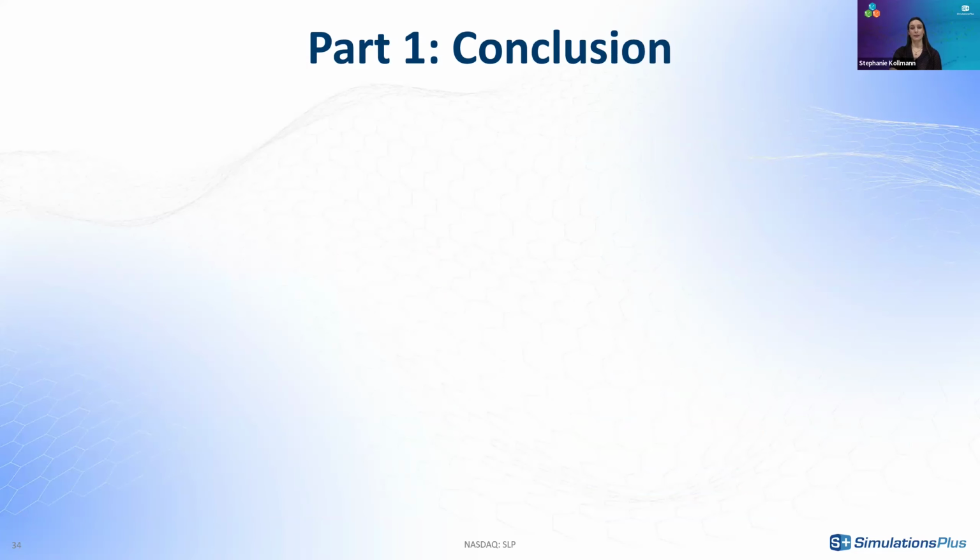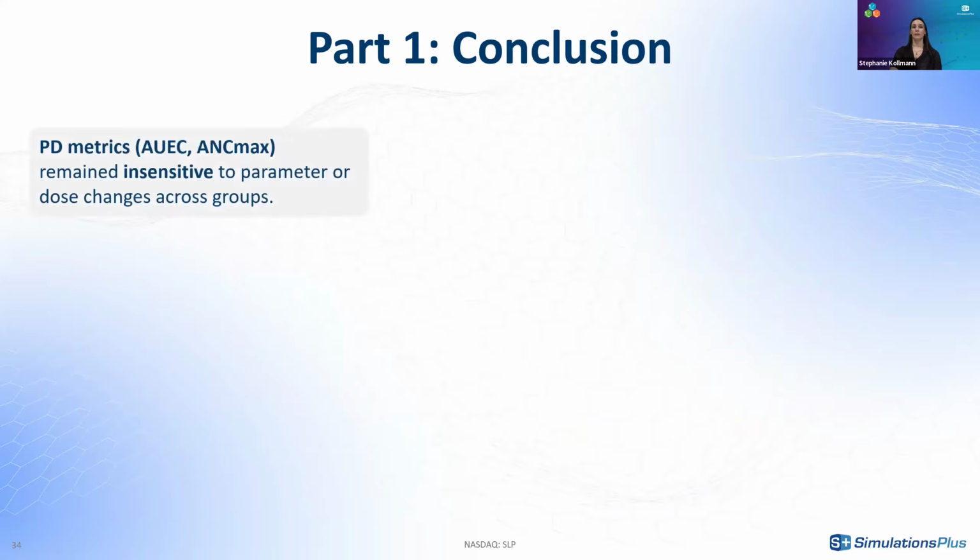Concluding this part of the analysis, we assessed how small perturbations in delivered dose, linear clearance, and potency affected PK and PD metrics across the three dose levels. First, looking at PD, the PD metrics AUEC and ANC max remain essentially insensitive to these parameter changes across groups. And that's consistent with the feedback between ANC and pegfilgrastim elimination.